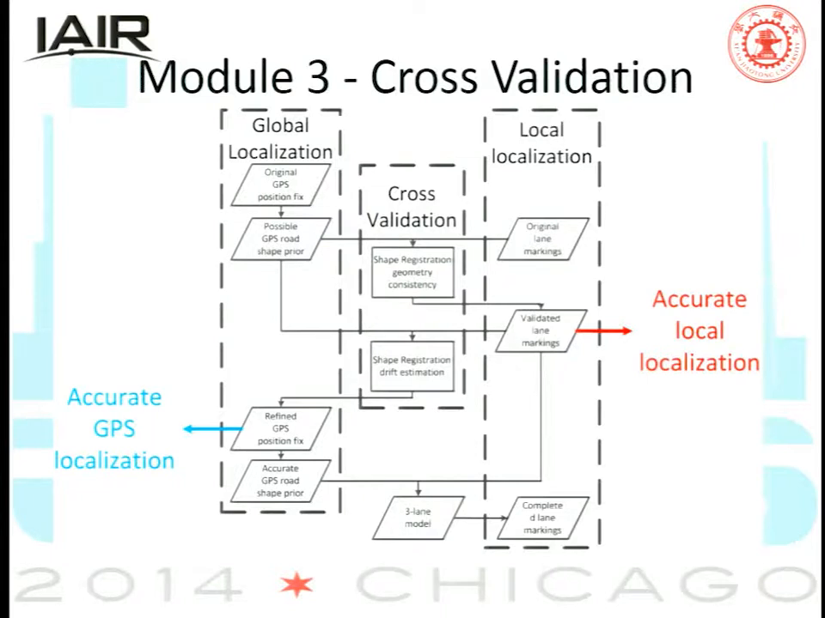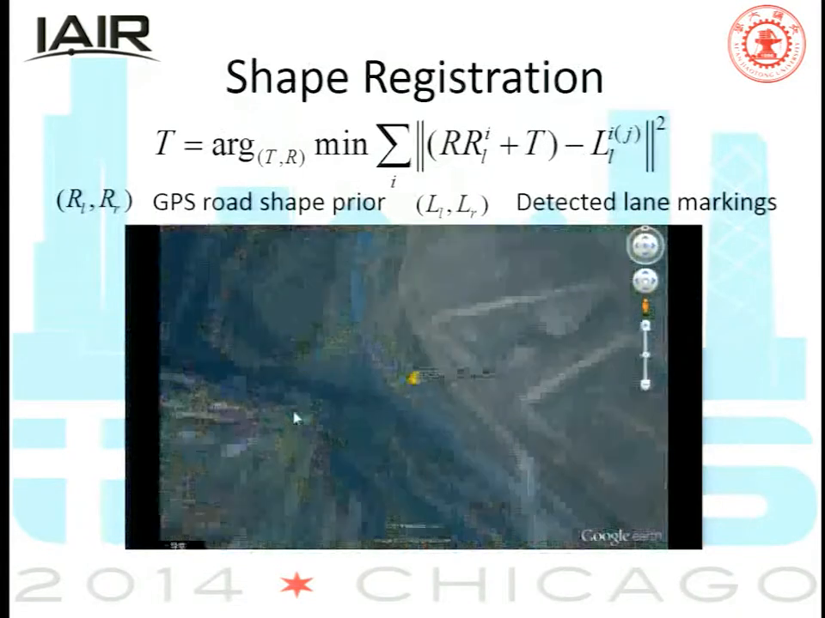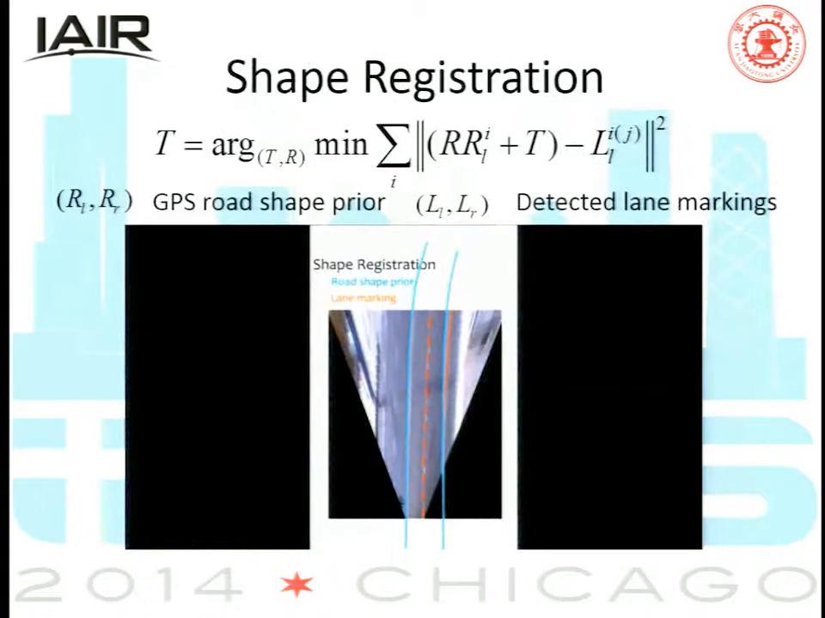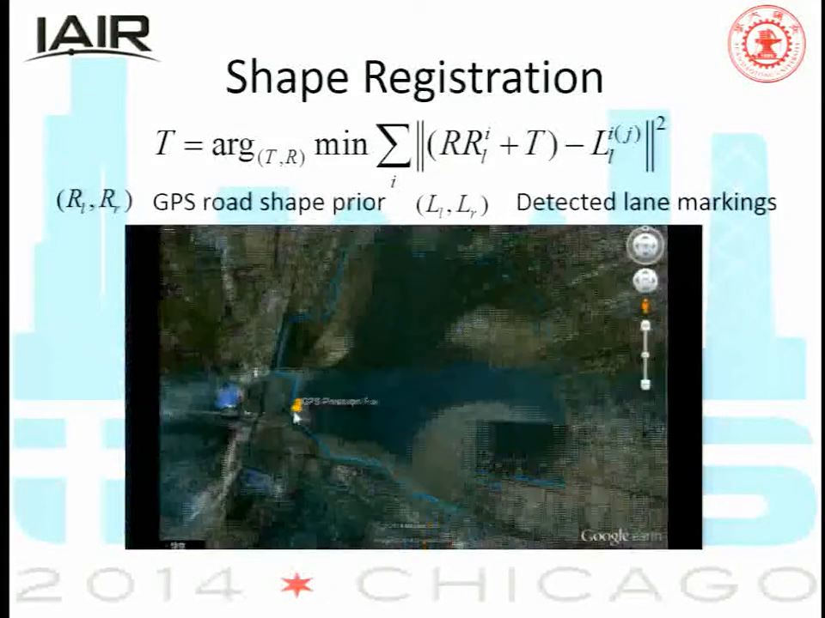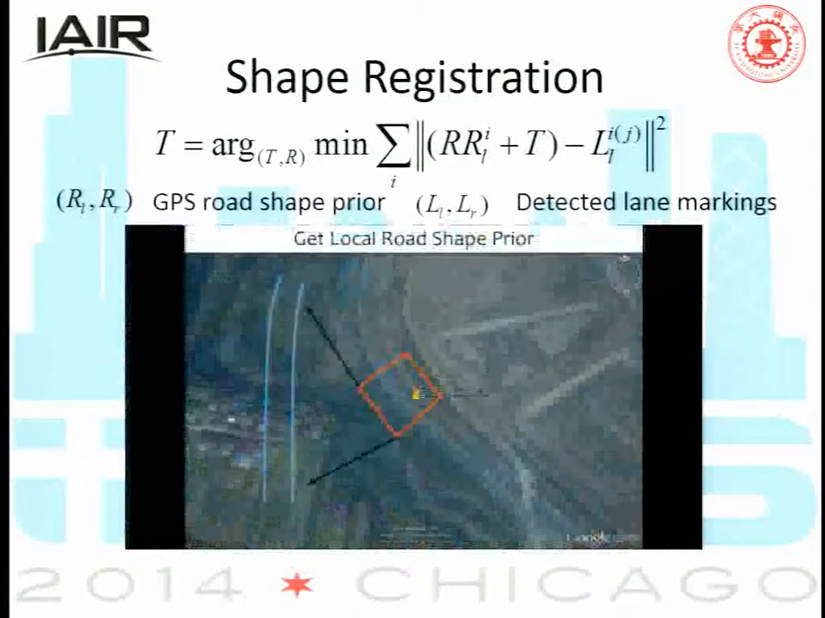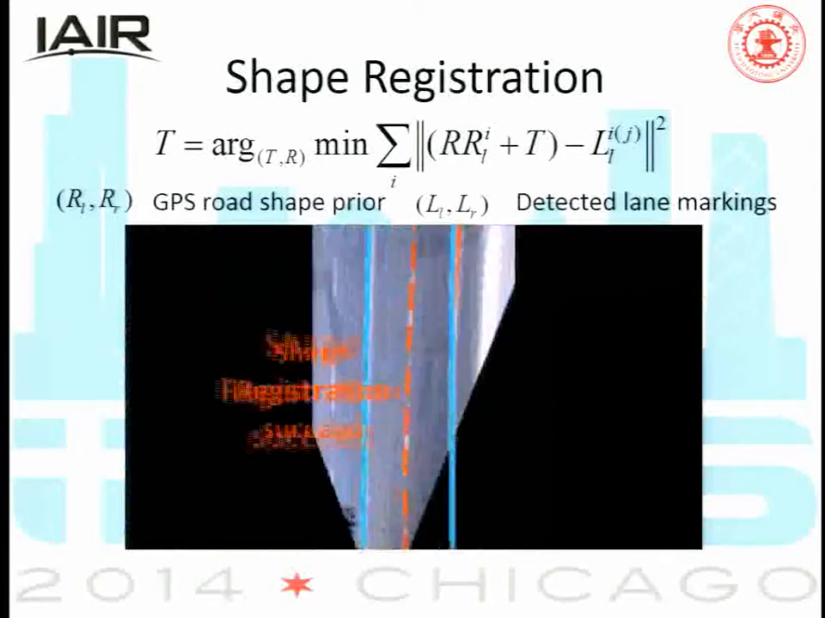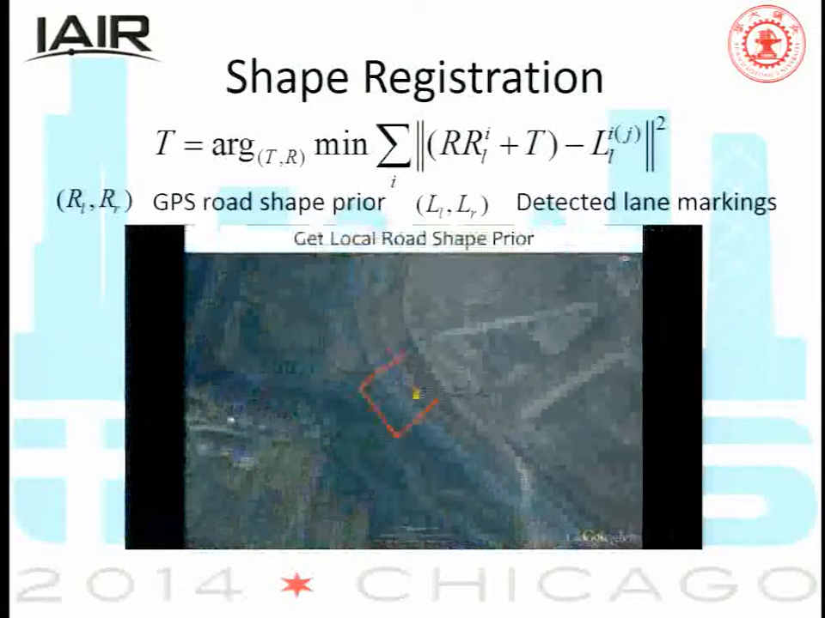The validation scheme integrates the vision-based lane detection with shape registration. Geometry consistency is tested by applying an ICP-based shape registration algorithm. The algorithm aims at finding the transformation that best aligns the detected lane marking from the vision system with the GPS road shape prior. The Euclidean distance between the lane markings and the GPS road shape prior indicates if the lane marking is geometry consistent with the road shape prior or not.